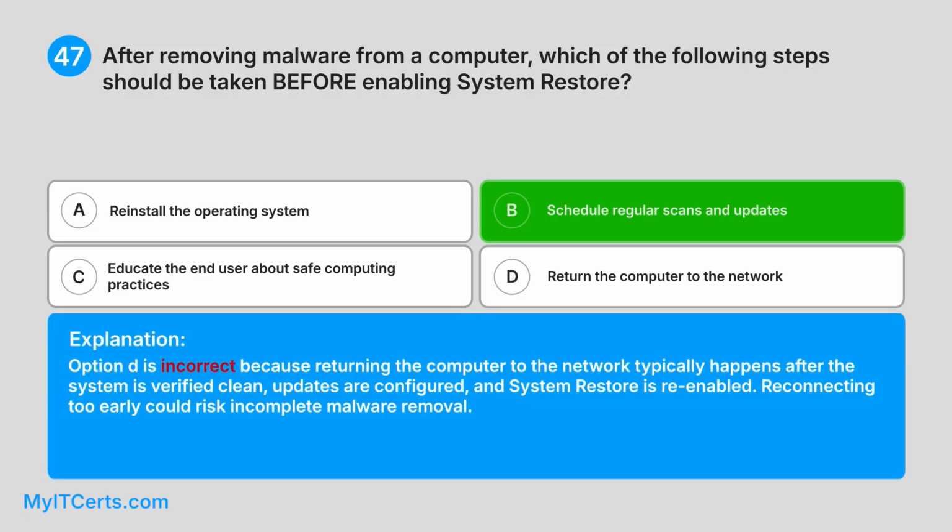Option D, return the computer to the network, is incorrect because returning the computer to the network typically happens after the system is verified clean, updates are configured, and system restore is re-enabled. Reconnecting too early could risk incomplete malware removal.